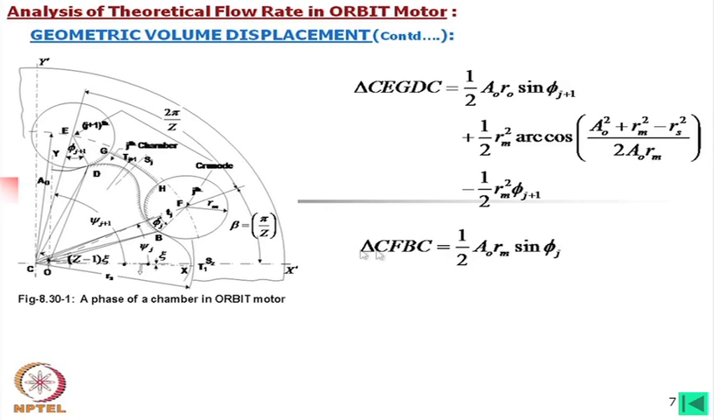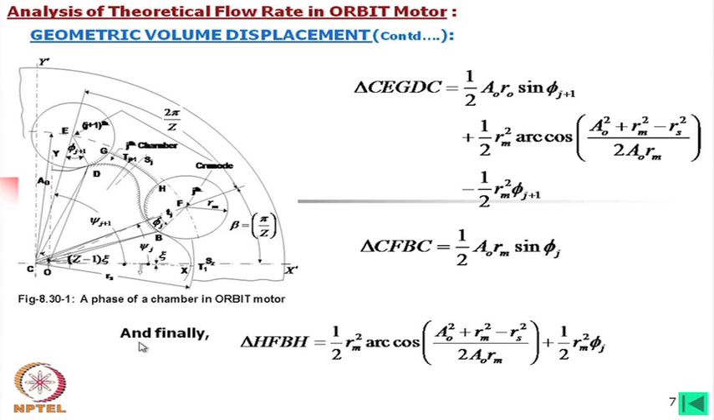Now, next we will consider C F B C. So, C F B C, this is simply half into A 0 R m by sin phi j. These angles are called leaning angle that can be calculated for rotation of this shaft, which I have discussed in the last lecture. And finally, H F B, H is nothing but this angle. So, this area, this is R m square into cos of that plus half R m into phi g. That means, we have considered this area first and then we have considered this area.